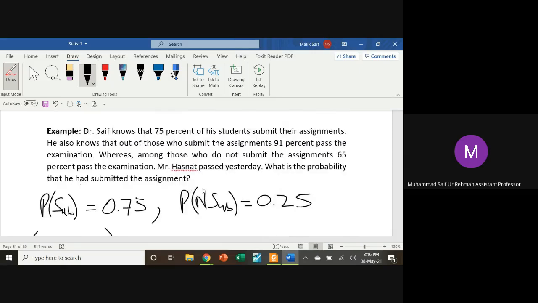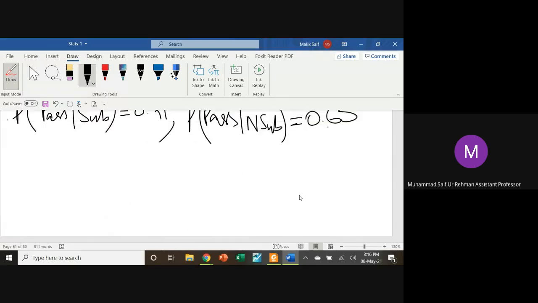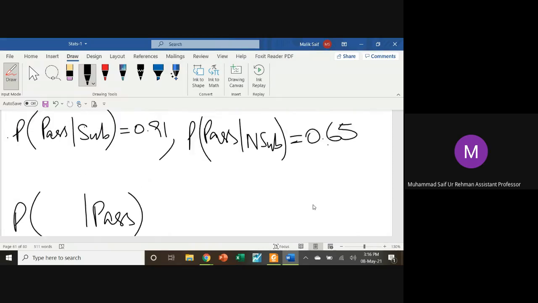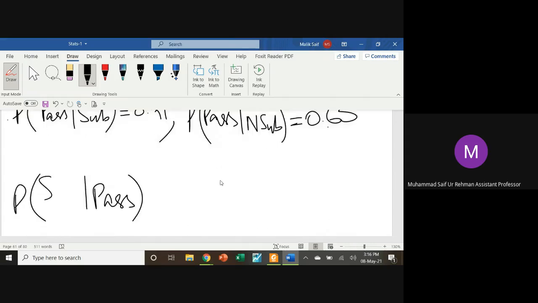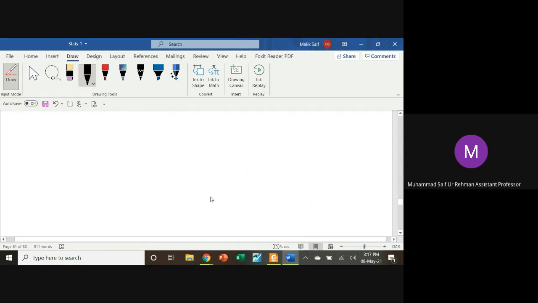Now, see what is the question. Mr. Hasnath passed yesterday. So what is given? Pass. Mr. Hasnath has passed the examination. What is required? That will be written over here. What is the probability that he had submitted the assignment? So SUB will be written over here. This is the required probability. Can you understand? Sub is there and pass is there. Okay. Now come to the next question.